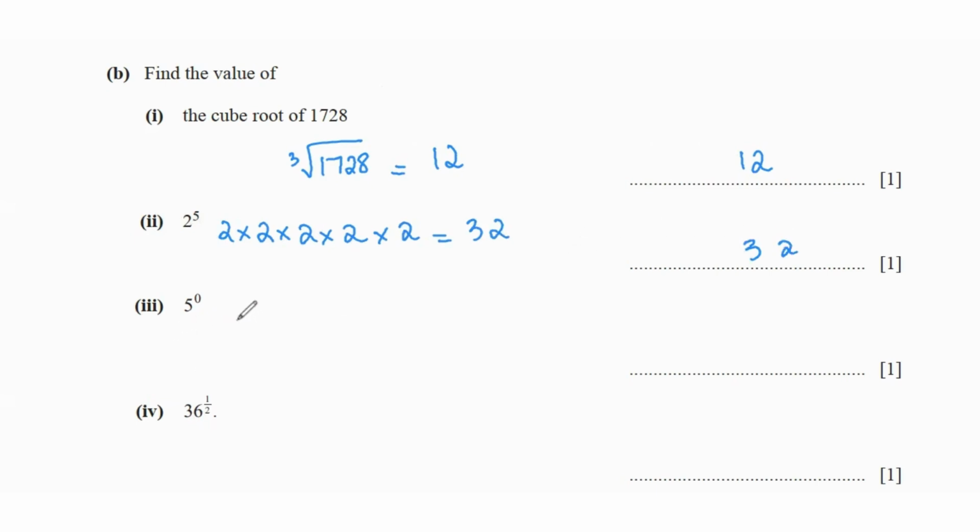5 to the power of 0. Okay, so always remember this: whenever anything is raised to the power of 0, the value of the term is equal to 1. So 5 to the power of 0 is 1. A fraction to the power of 0 is also 1. A negative number to the power of 0 is also 1. So remember, anything raised to the power of 0 is equal to 1. Then 36 to the power of 1 over 2 is basically the square root of 36, which is plus or minus 6. So even if you write positive 6 over here, that will also be correct.